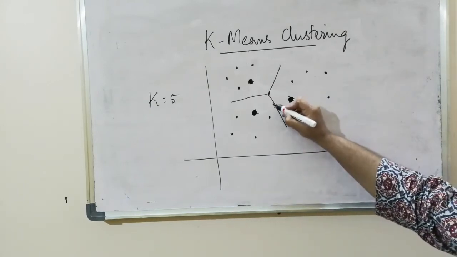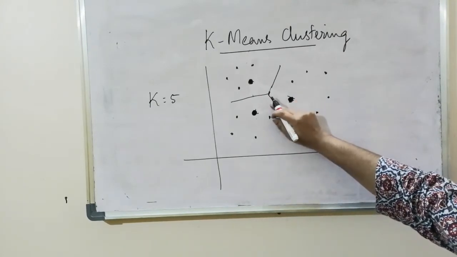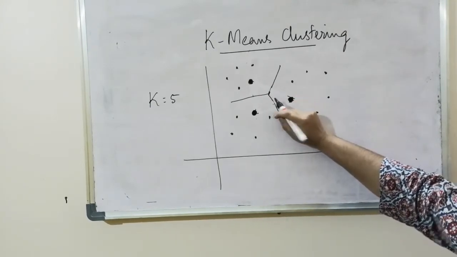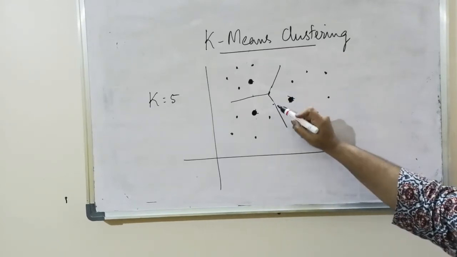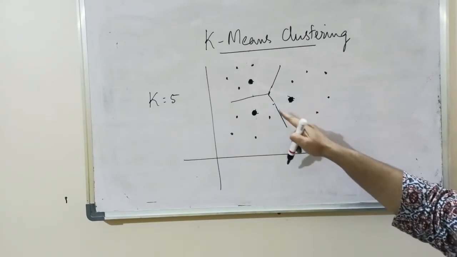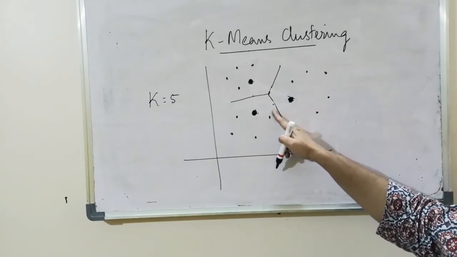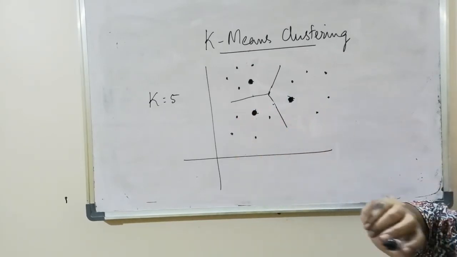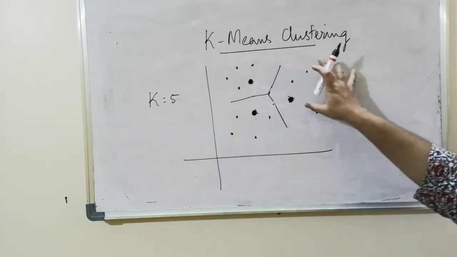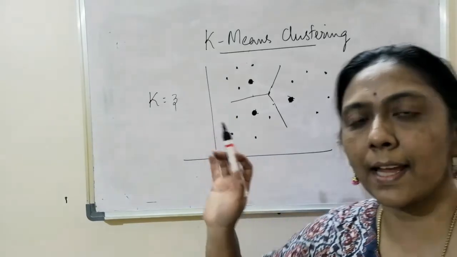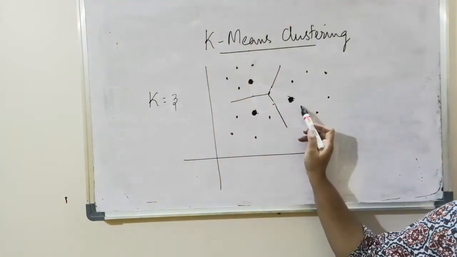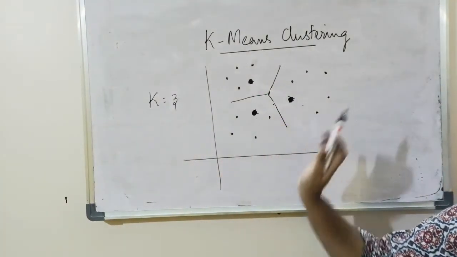Now if there has been a point here, previously there was a point here, you see that the point lies to the left of the line. So this point or input belongs to this particular cluster. So we have formed 3 clusters. If we take k equal to 3, we have to choose 3 seeds and form 3 clusters.